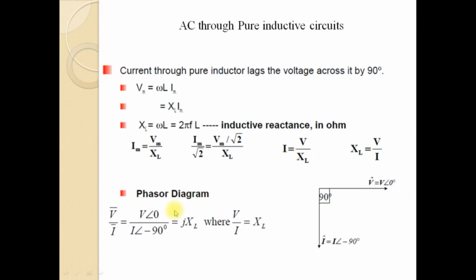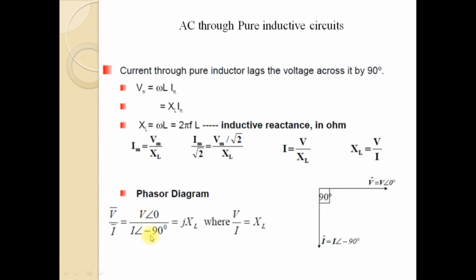And from the phasor diagram, you can see that V is represented as V angle 0, because here we have taken voltage as reference. So V angle 0 divided by I angle minus 90 degrees, because voltage and current are represented in polar form. If you consider the direction of the voltage as reference, the voltage is represented as V angle 0, where V is the RMS value of the voltage, and the current will be represented as I angle minus 90 degrees, because this minus 90 degrees is the phase difference between the reference voltage and the current.